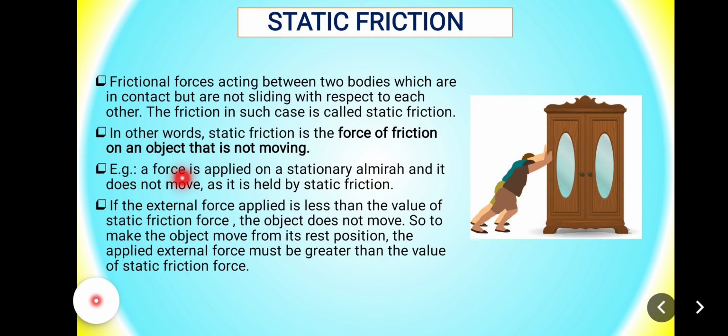Example, a force is applied on a stationary almirah and it does not move as it is held by static friction. If the external force applied is less than the value of static friction force, the object does not move. So, to make the object move from its rest position, the applied external force must be greater than the value of static friction force.